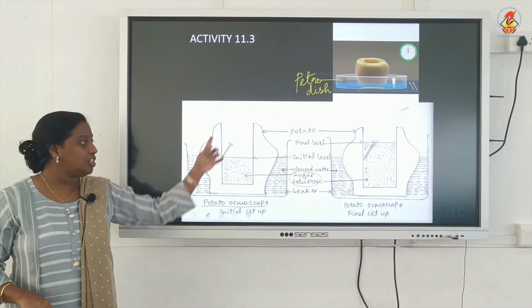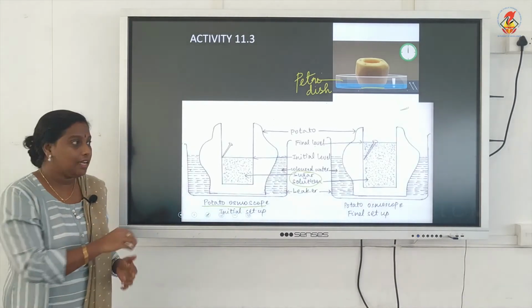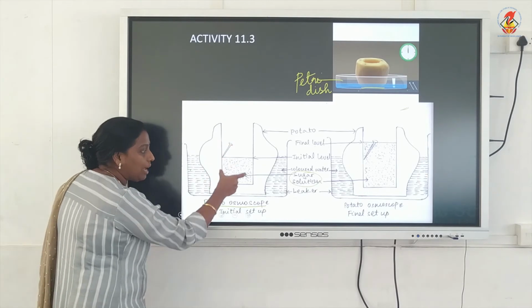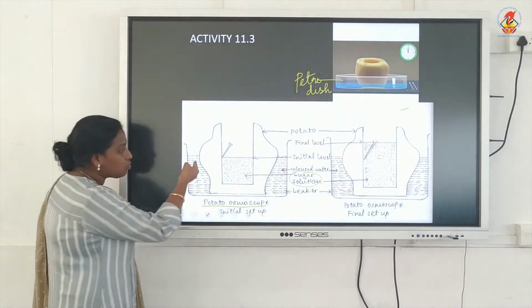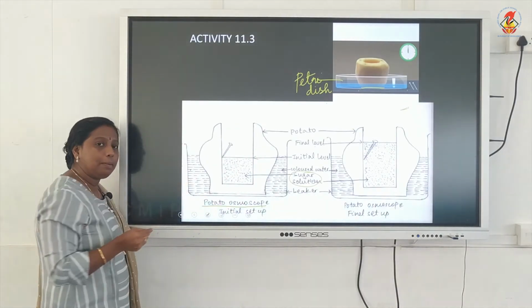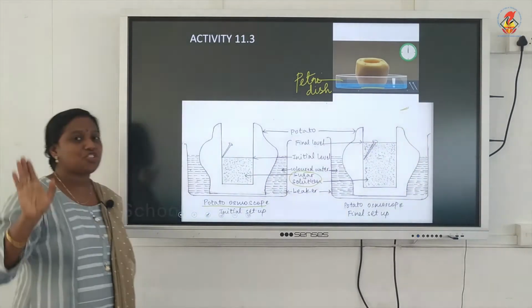Okay, this cavity you just compare it with the xylem of the root hair. So, this potato you compare it with the root hair, the hollow cavity of the potato is the xylem of the root hair. Okay, this beaker is the soil and this water in the beaker is the water in the soil. Is this much clear for you?